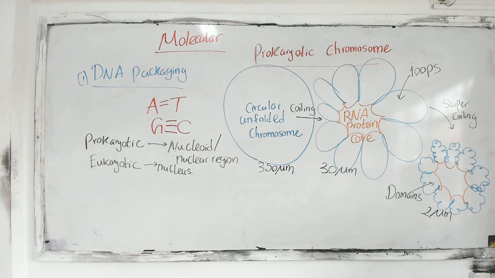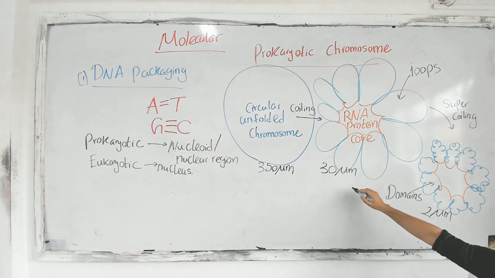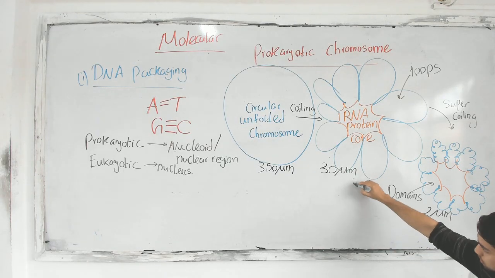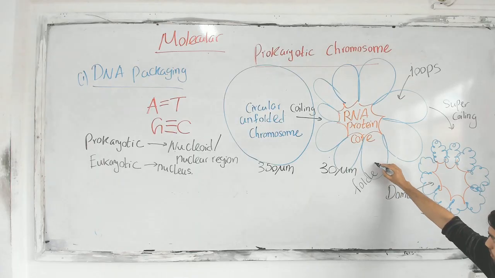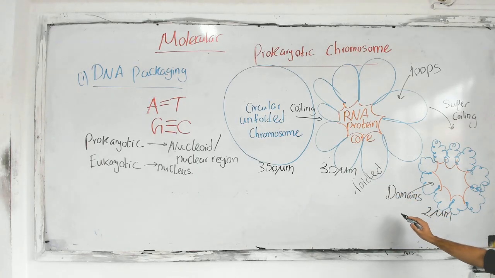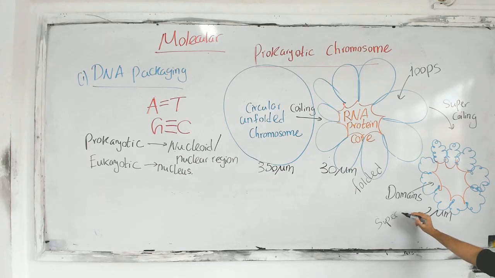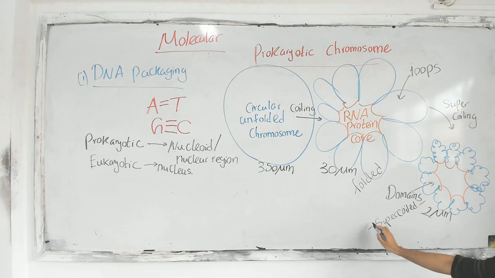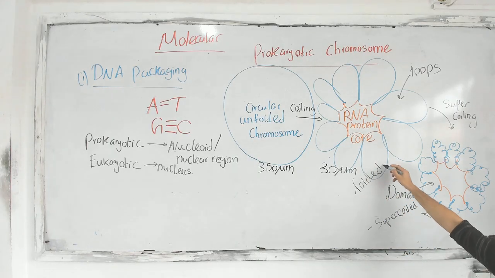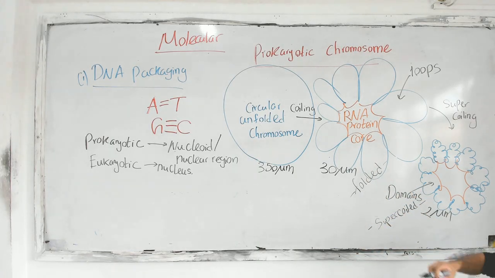What are the three levels? This is circular unfolded. This you have to name. This is folded. This is supercoiled. That is circular unfolded. This is folded. This is supercoiled.